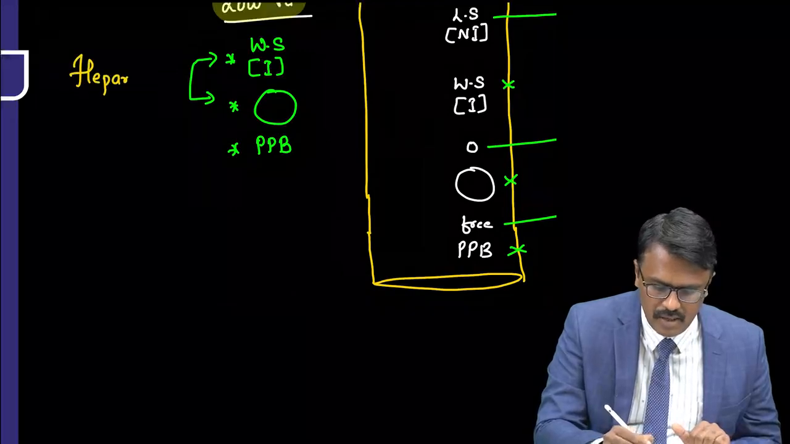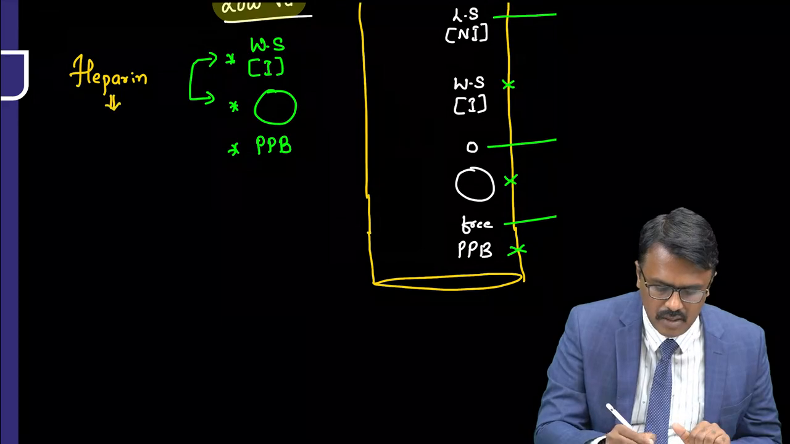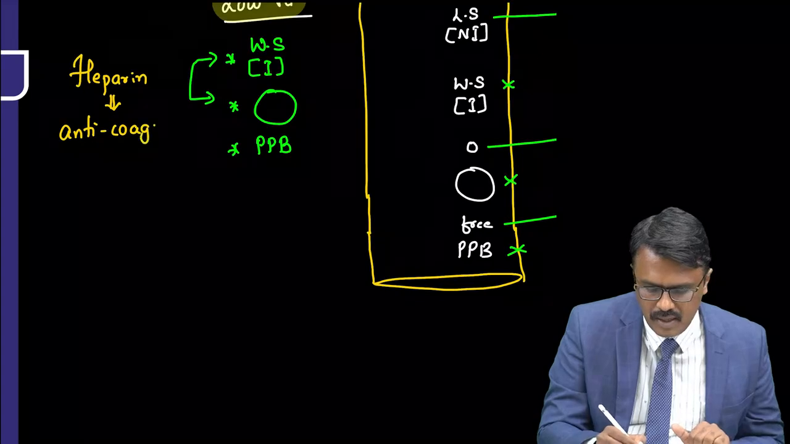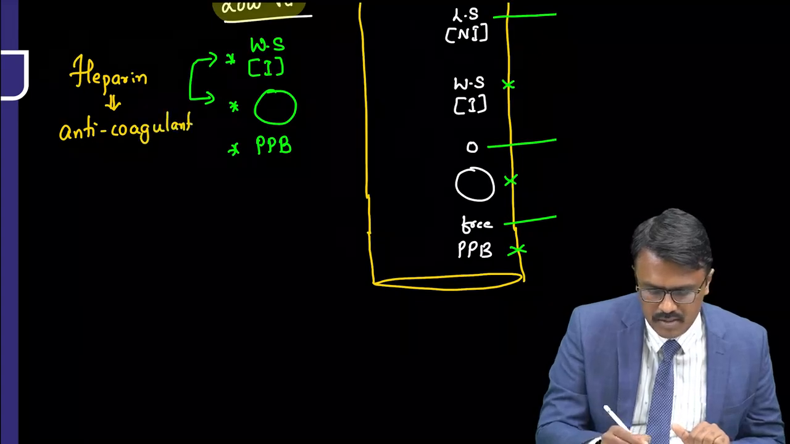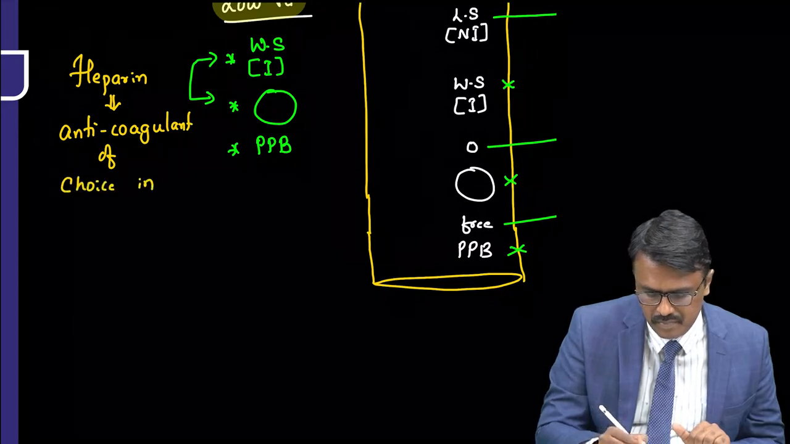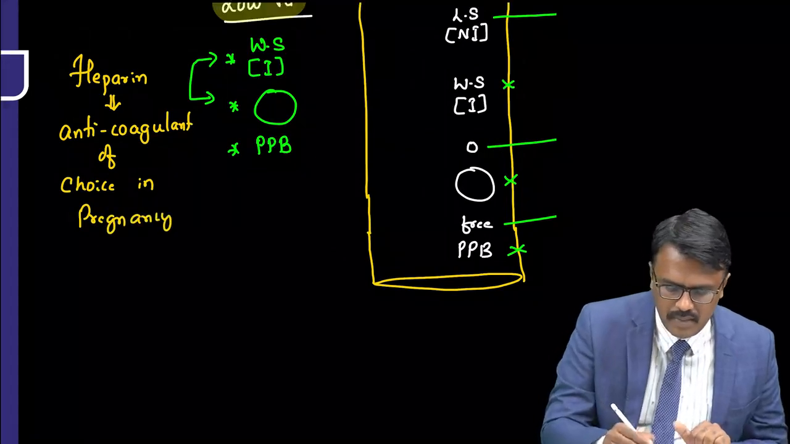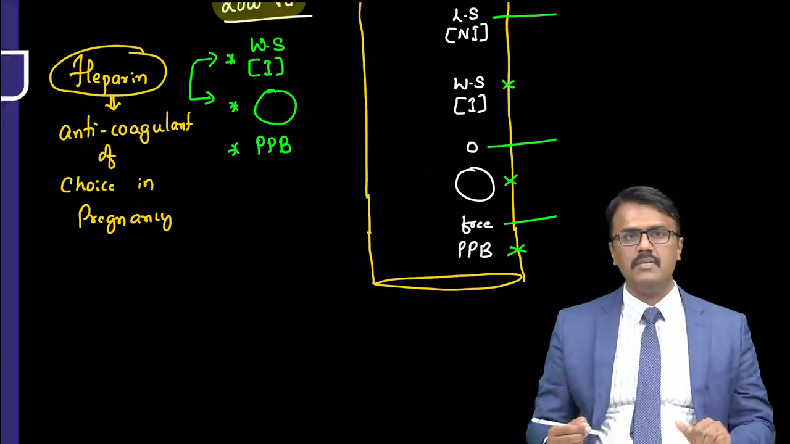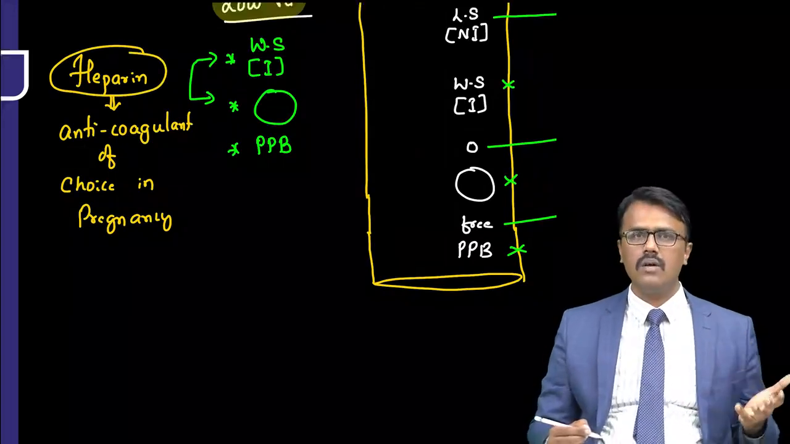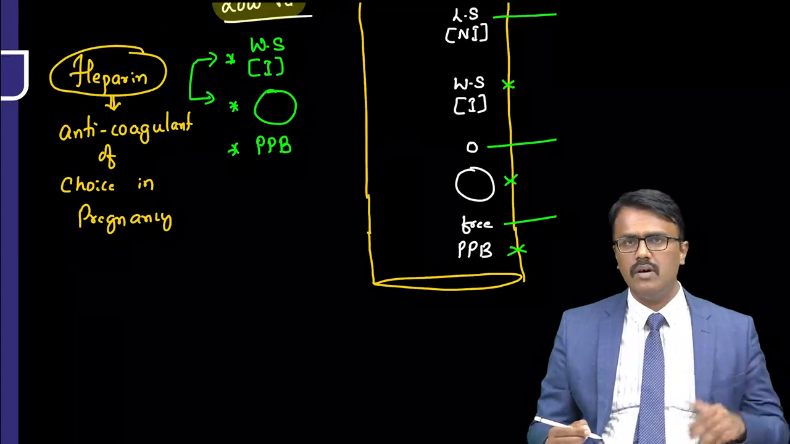The name is called heparin, and it is the anticoagulant of choice in pregnancy. Sir, why is heparin the anticoagulant of choice in pregnancy? Because it's big in size and water soluble, it will not cross the placenta, it will not go to the fetus.